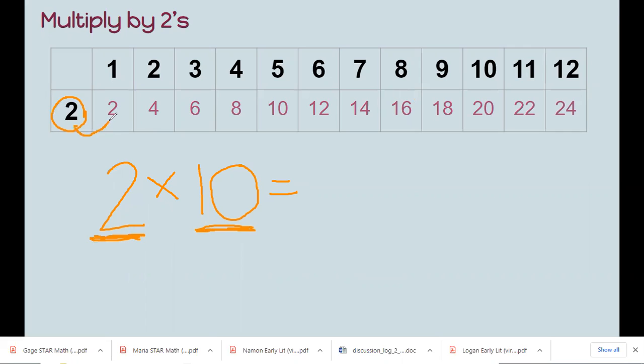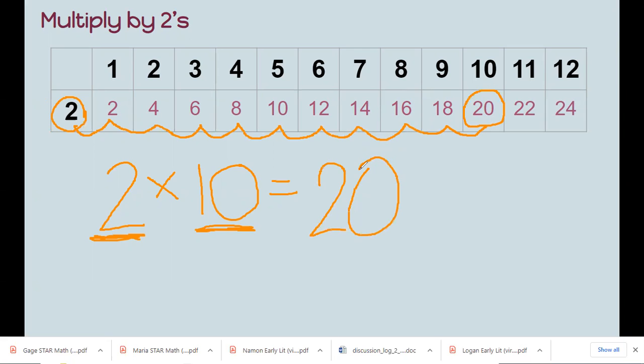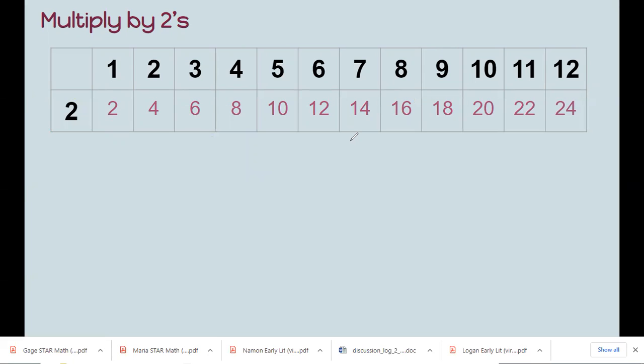Watch. Ready? 1 jump, 2 jumps, 3 jumps, 4 jumps, 5 jumps, 6 jumps, 7 jumps, 8 jumps, 9 jumps, 10 jumps. What number did I land on? Right, we landed on the number 20. 2 groups of 10 equals 20. Okay, and if we're still unsure, you can still do those equal groups just to double check you did your jumping correctly.